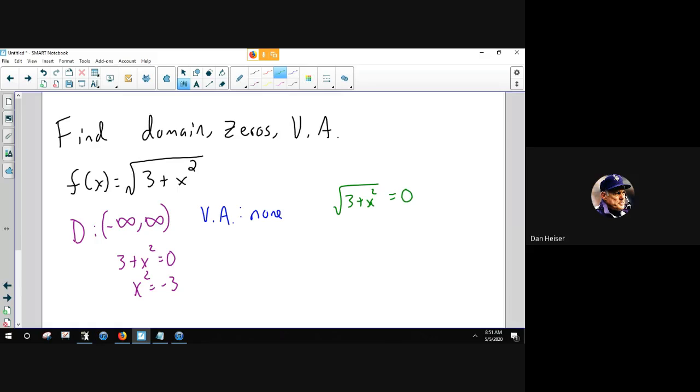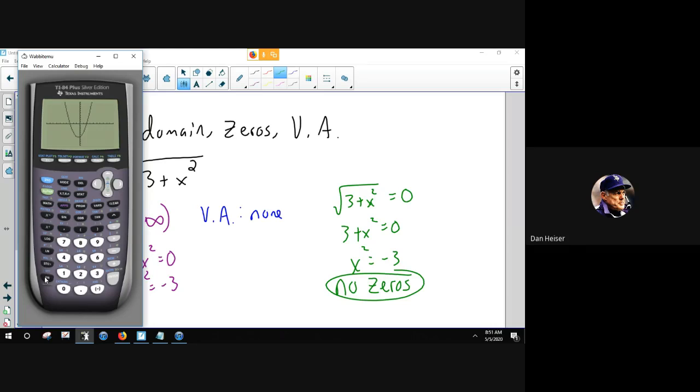And we kind of already did that. The only difference is here we have the square root around it, here we don't. But by squaring both sides, we end up here, and again, we get the same problem. X squared equals a negative number. There are no zeros to this function. There is nothing I can plug into x that will give me 0. Nothing.